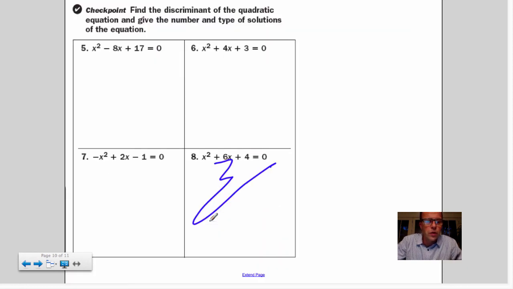So here you go. If you could try examples 5, 6, and 7. All I'm asking you to do here is to tell me what the discriminant is equal to, and then from that information you should be able to tell me if there are 2 real roots, 1 real root, or 2 imaginary roots. Go ahead and hit pause, and when you're ready, I'll show you the answers.